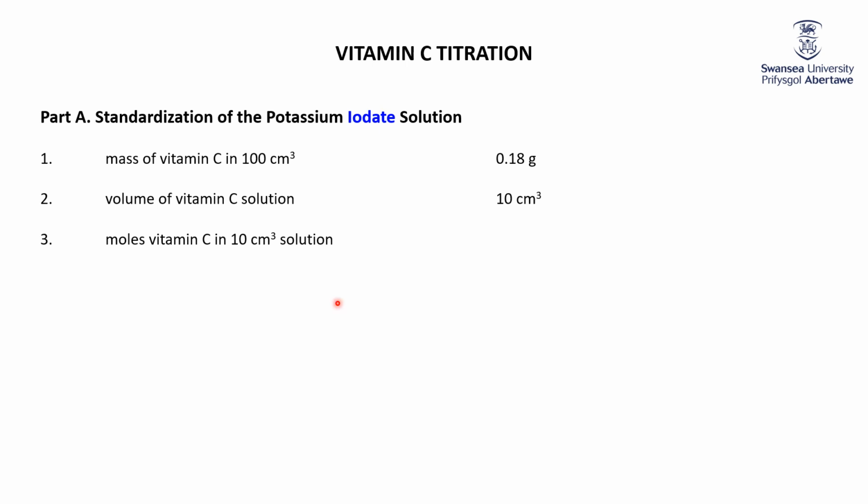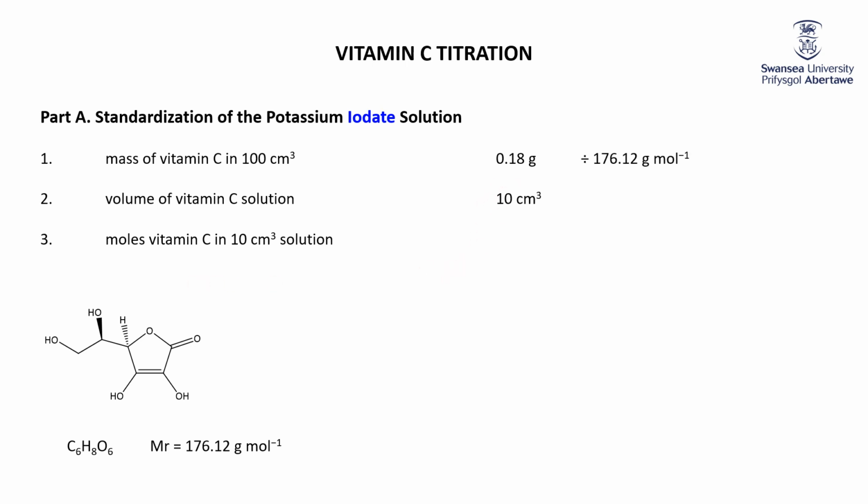Then what we had to do was figure out how many moles of vitamin C we had, not just in that 100 cubic centimeters, but in each 10 cubic centimeters that we were going to take of that solution. So vitamin C had that structure, 6 carbons, 8 hydrogens, 6 oxygens, so that gave us a molar mass of 176.12 grams per mole. So 0.18 grams, divided by 176.12 grams per mole.